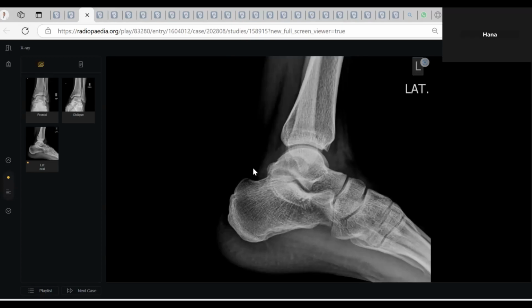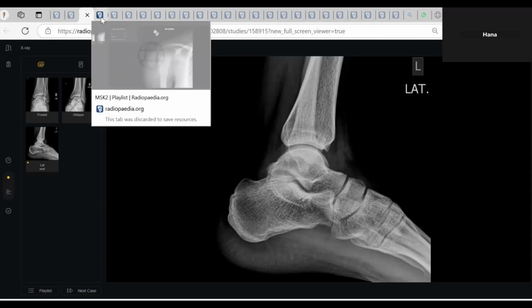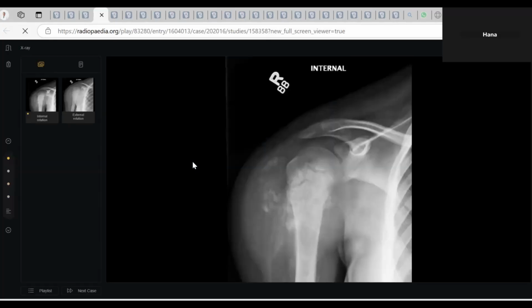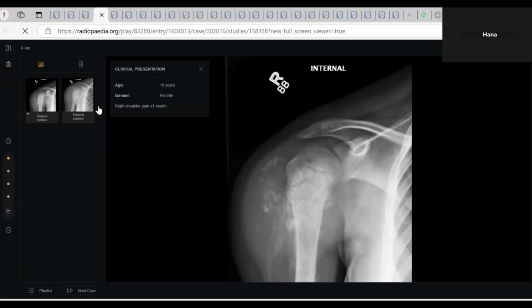What types of coalition do you know? The most common are calcaneonavicular and talocalcaneal types. Okay, what are the types, not the site, of coalition? Bony, osseous or fibrous. Excellent.